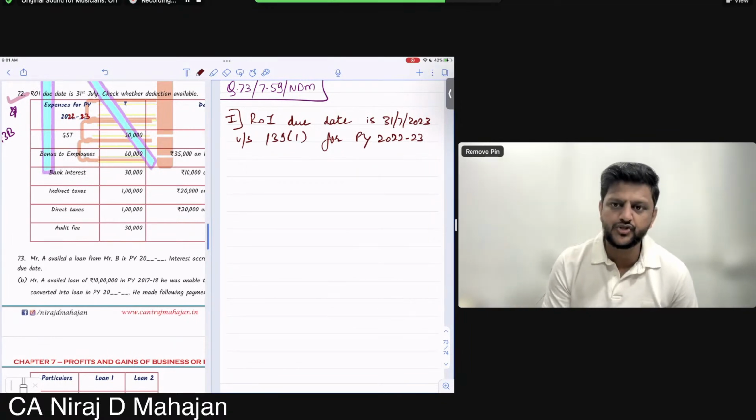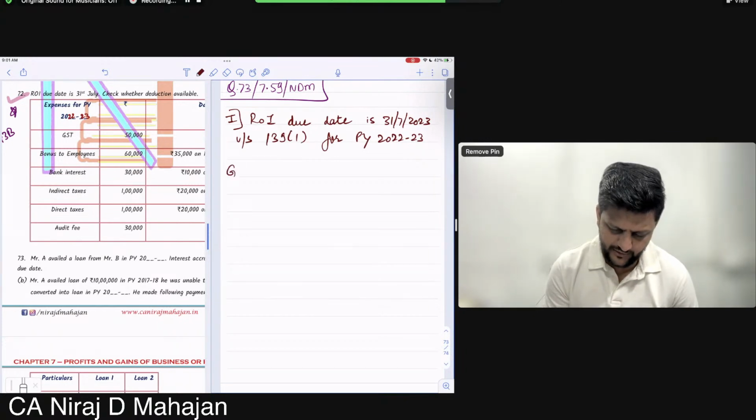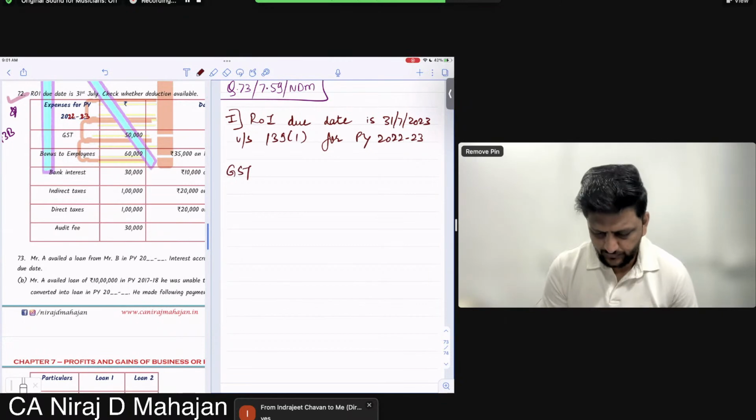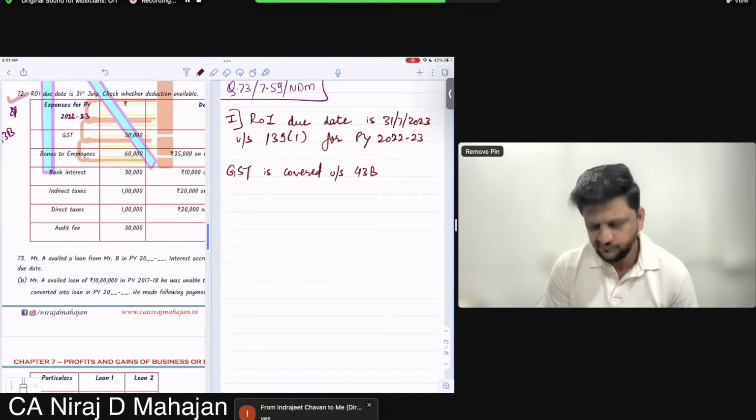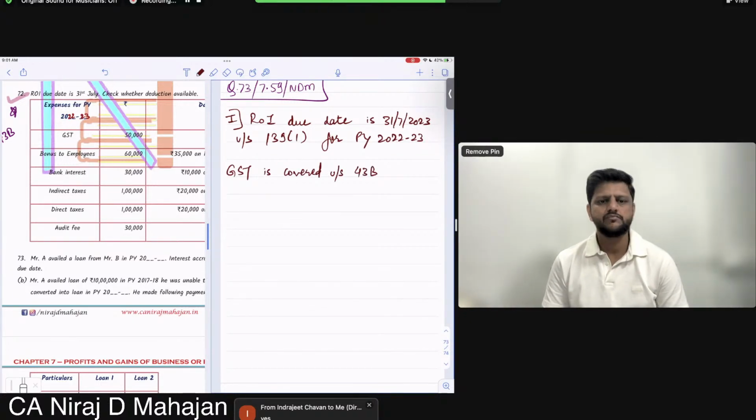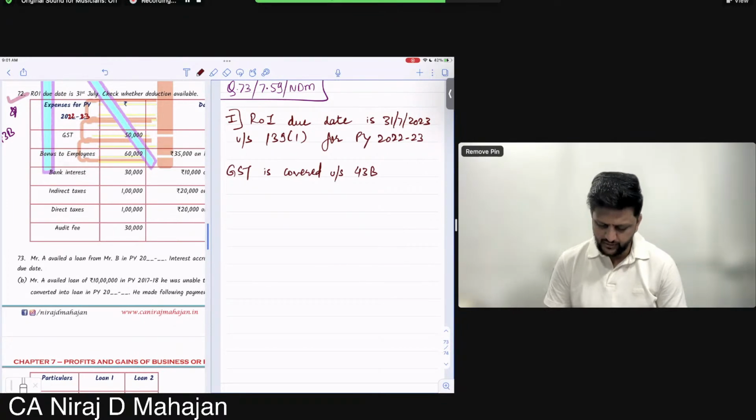Is GST covered? GST is covered as an item under 43B? Yes. So next line. GST is covered under section 43B.